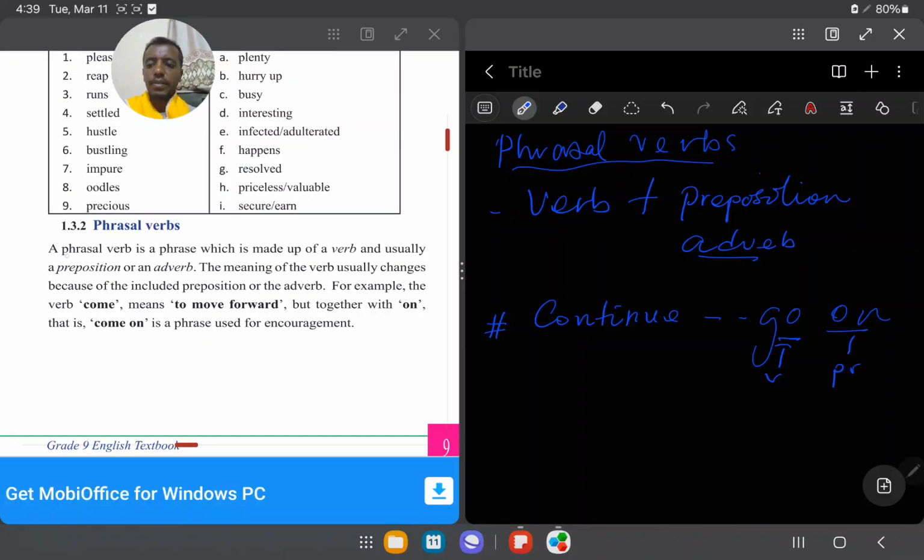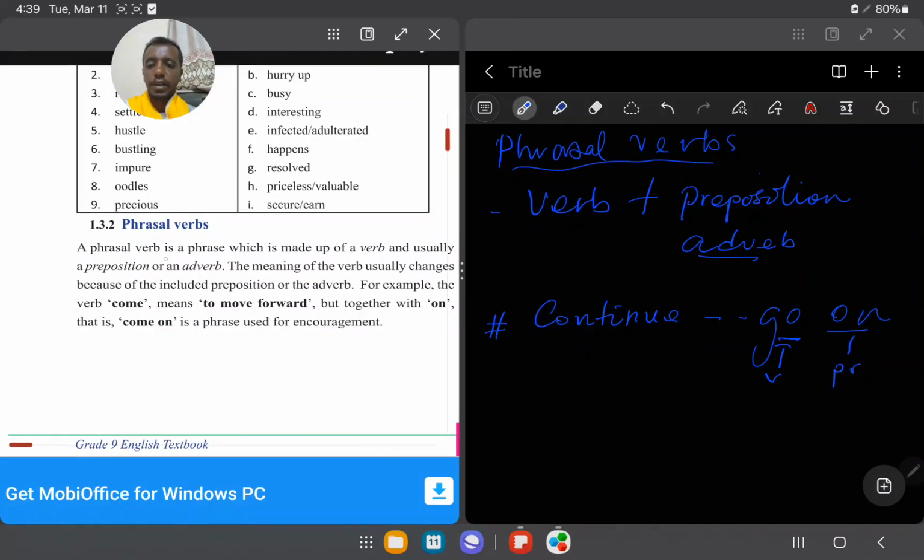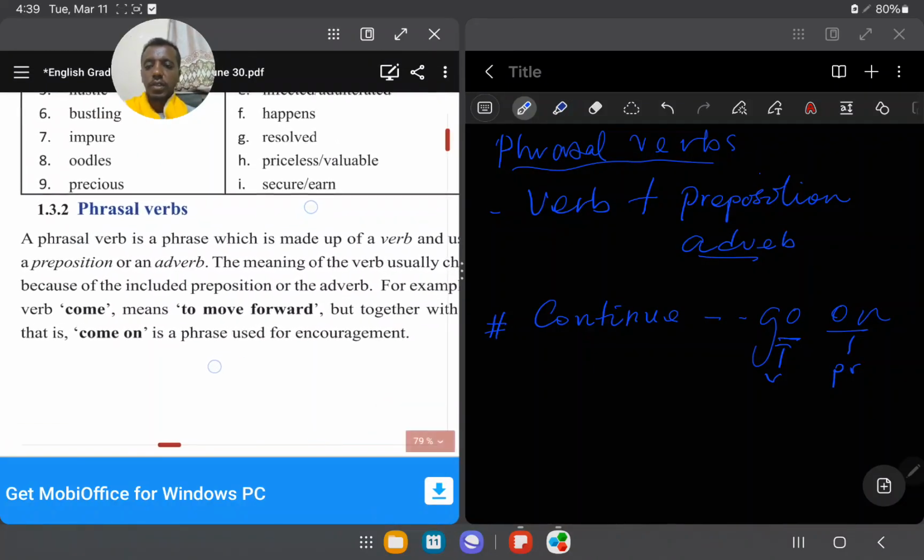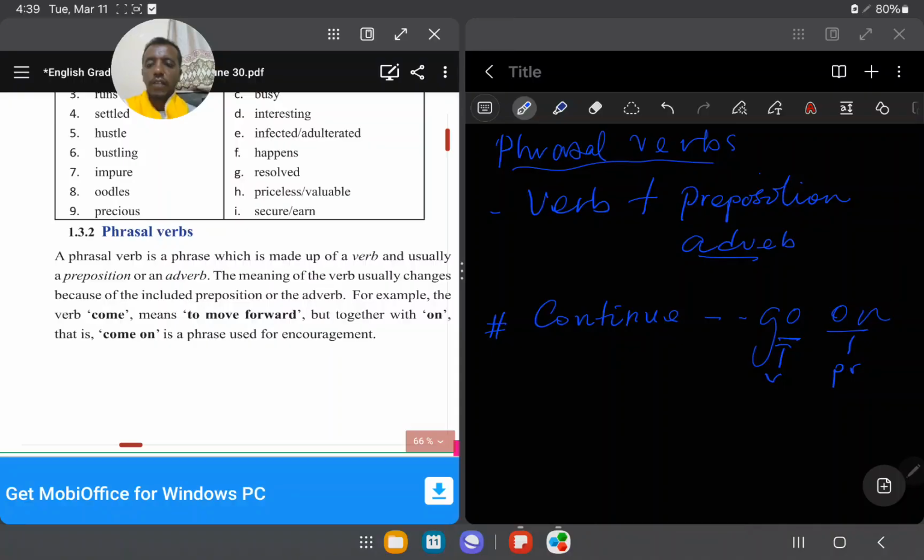A phrasal verb is a phrase which is made up of a verb, usually a preposition or an adverb. Let me underline for you. I think you know the meaning of adverb from elementary level. The meaning of the verb usually changes because they include a preposition or the adverb.